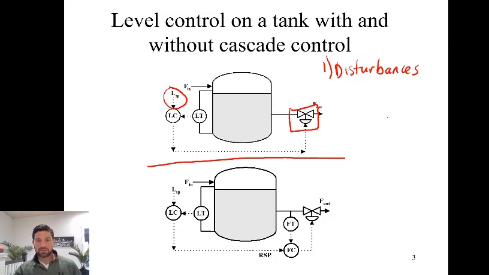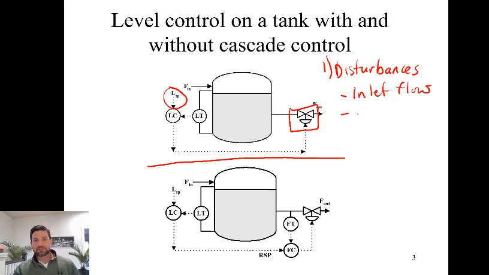Okay, so now disturbances for the system. Some of the things that I can think about are, we can have a change in inlet flow. If there's a change in inlet flow to the process, it's going to cause the level to increase or decrease. Then we'll detect a change, and then the outlet valve will change. But in that case, with feedback-only control, the level itself has to change before the controller takes action.